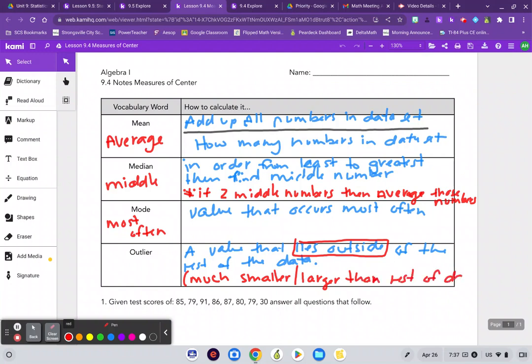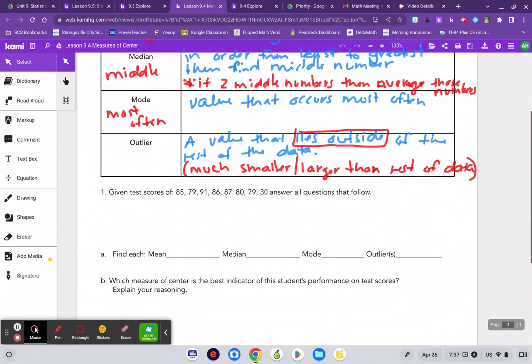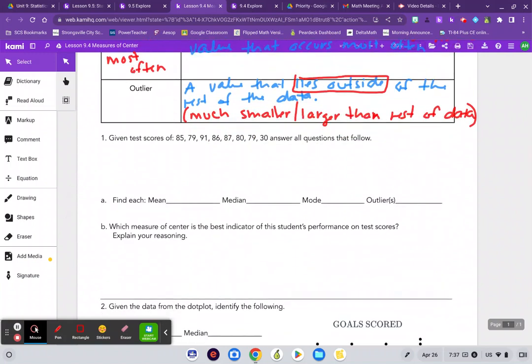Okay, so your job is to go ahead and practice these two problems. In one, you were given some test scores. You're asked to find the mean, median, mode, and outliers. When it says which measure of center is the best, a measure of center is the mean, the median, and the mode. An outlier is not a measure of center because an outlier is not in the center of the data. It says which measure of center is the best indicator of the student's performance on test scores. In other words, which measure of center, mean, median, or mode best represents your overall quiz scores.